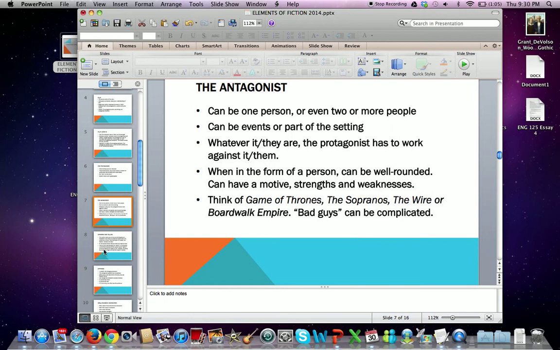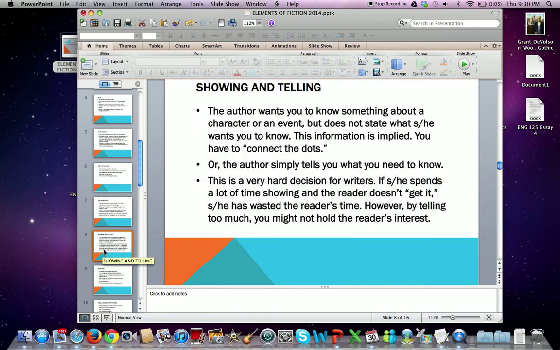Okay. Showing and telling. This is a very good concept to wrap your head around.